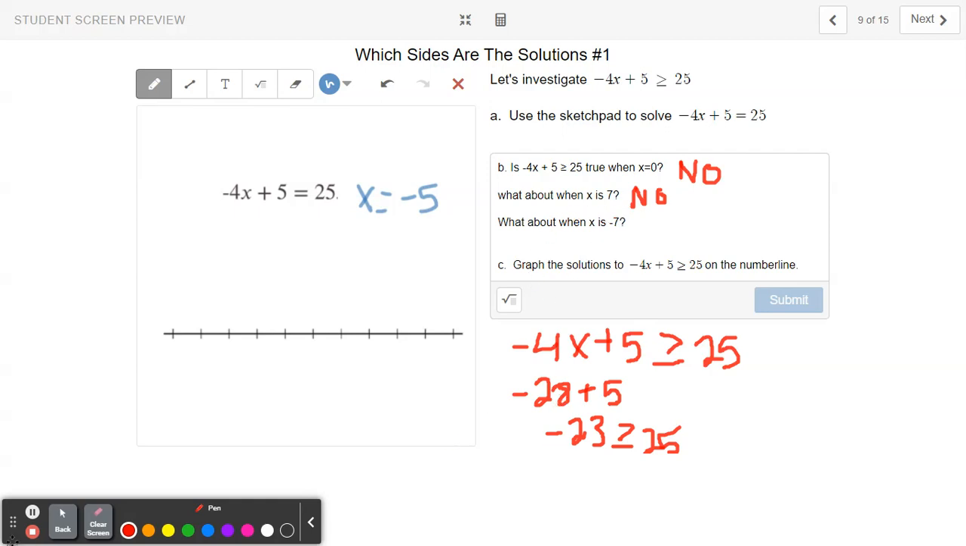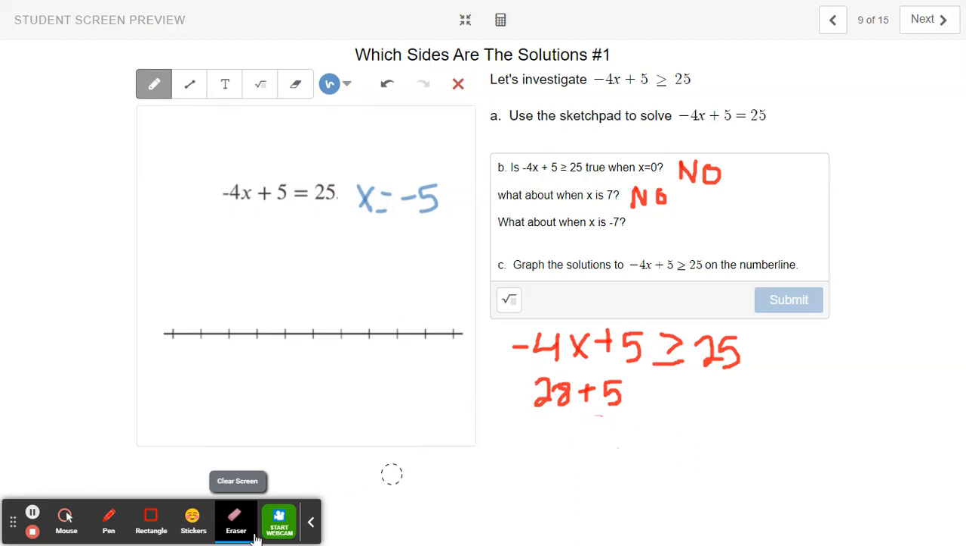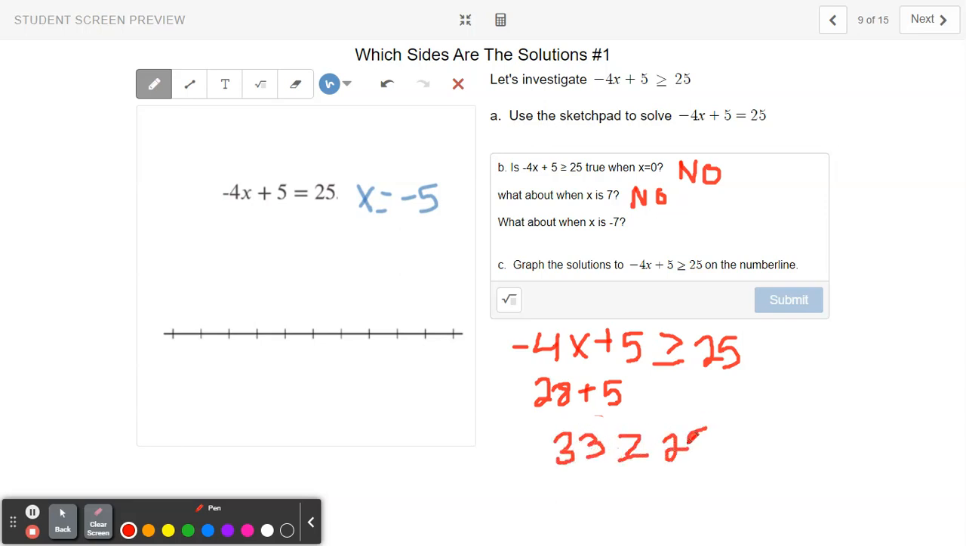So now what if x is negative 7? That means we're going to have negative 4 times negative 7. Well, a negative times a negative is a positive 28. And 28 plus 5, well, let's see, that would be 33. So is 33 greater than or equal to 25? Yes, that works. Okay.